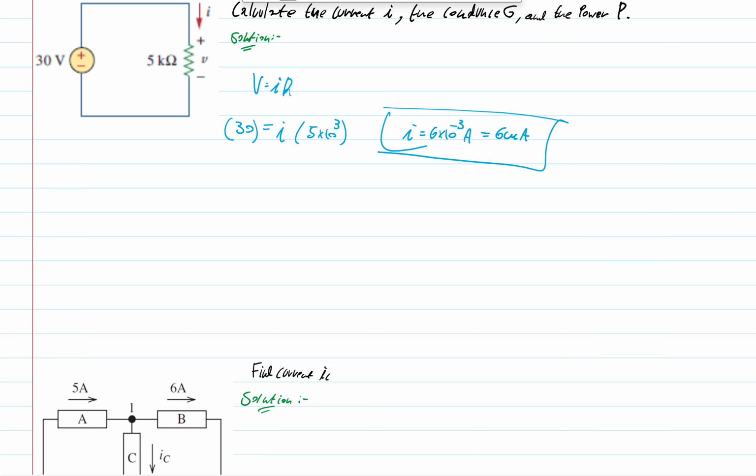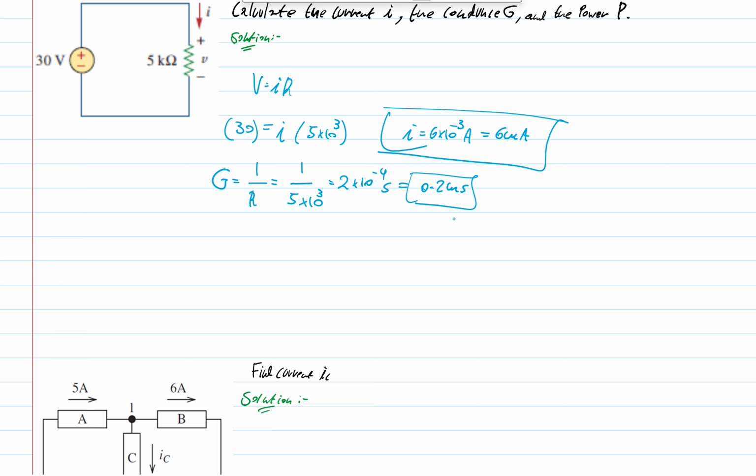So for the other one, we could do that G is equal to 1 over R. How much is R? R has the value of 5 times 10 to the power of 3, since it's in kilos. Replacing it gives us the value of 2 times 10 to the power of negative 4 siemens, which you could also say as 0.2 millisiemens. Both are accepted.